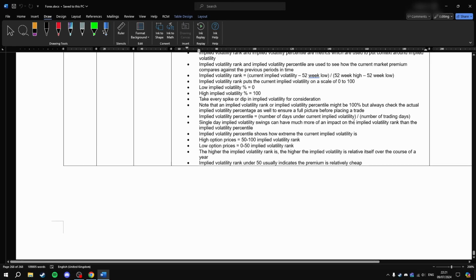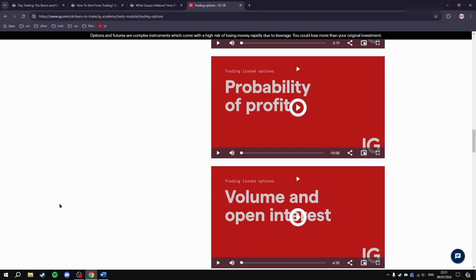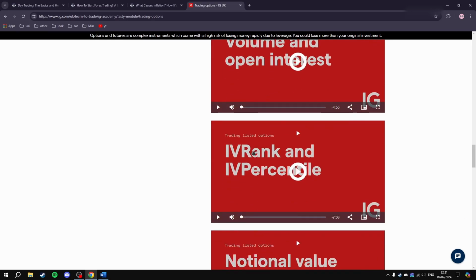The higher the implied volatility rank is, the higher the implied volatility is relative to itself over the course of a year. Implied volatility rank under 50 usually indicates a premium is relatively cheap. Right, okay, so let's carry on where we left off.